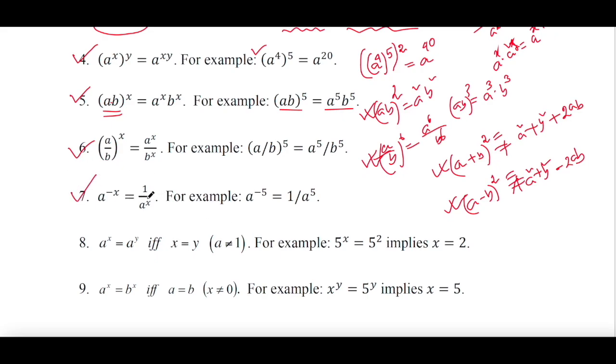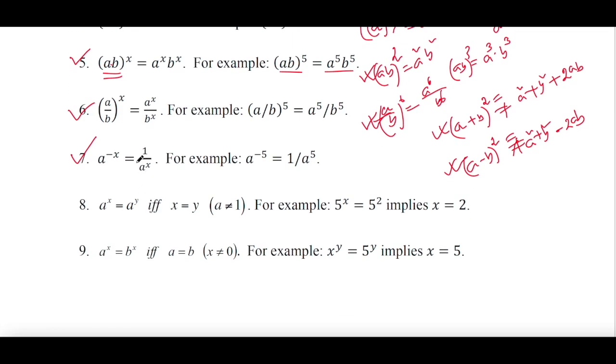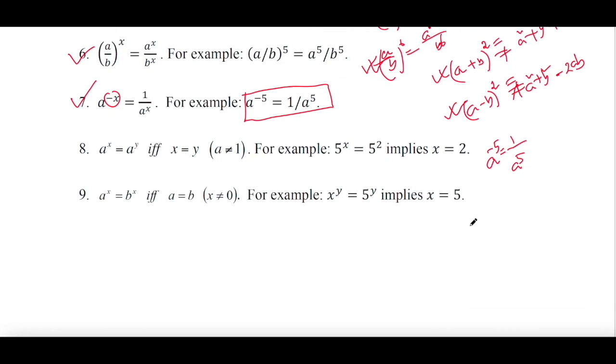Number 7. পাওয়ারটাকে যদি তুমি উপরের থেকে নিচে নিয়ে আসো, then the preceding sign of this power will change. For example, a to the power minus x will be equal to 1 by a to the power x. a to the power minus 5 is equal to 1 by a to the power 5. And note also that a to the power 5 is equal to 1 by a to the power minus 5.